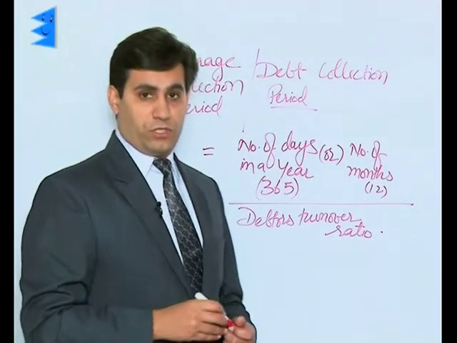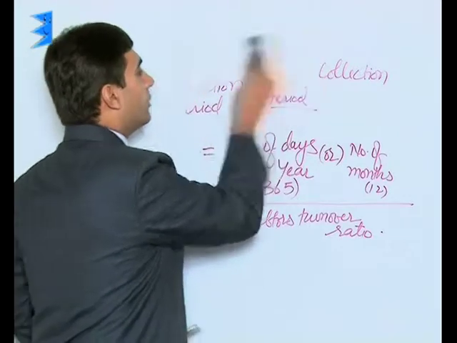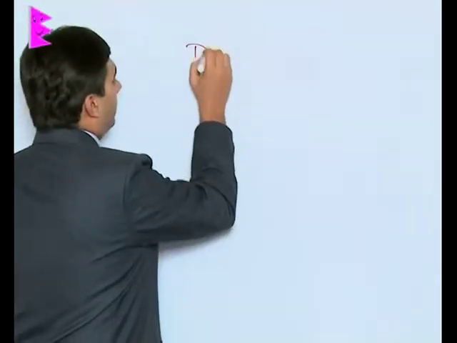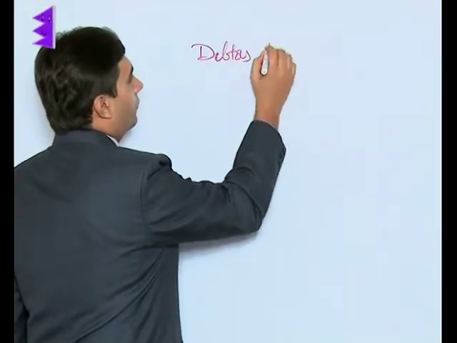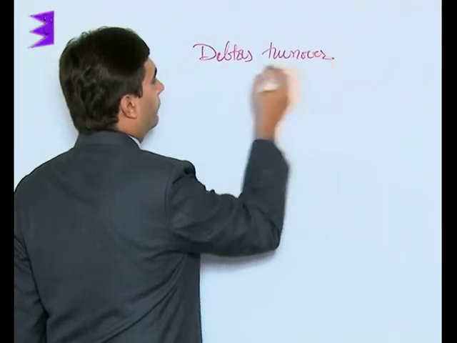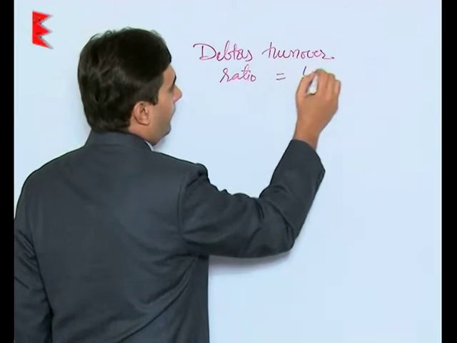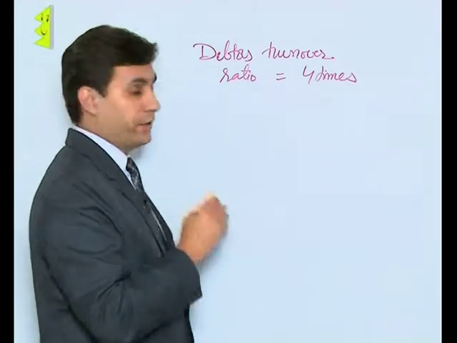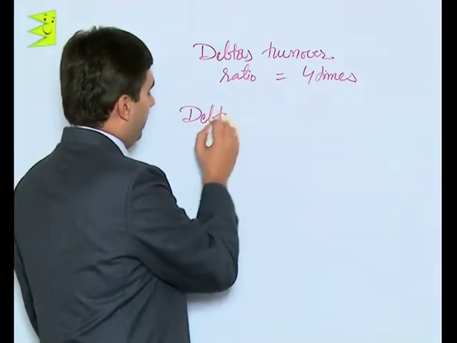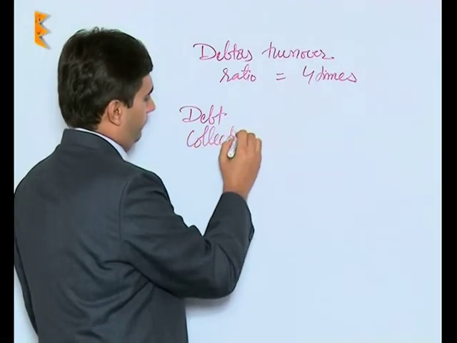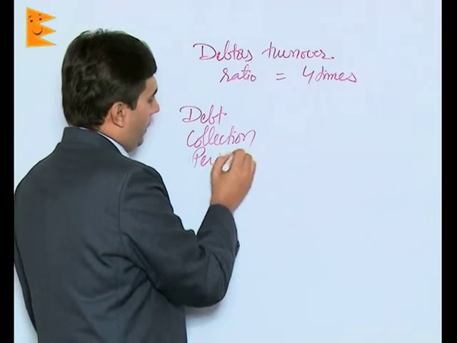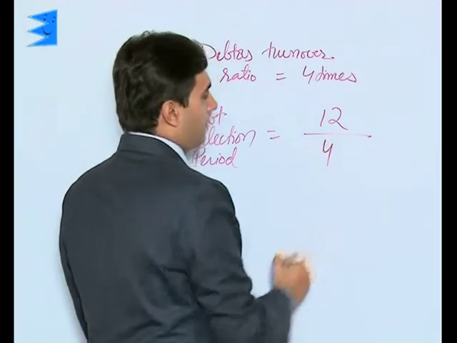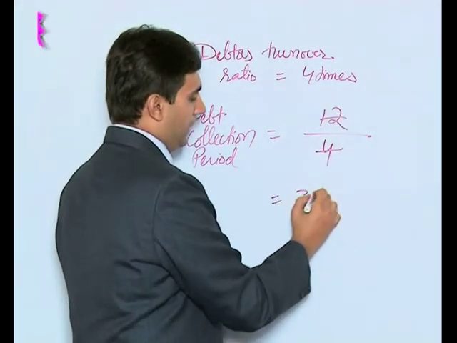Like in previous question, we had calculated debtors turnover ratio as 4 times. So if you want to calculate debt collection period, debt collection period would be 12, that is number of months, divided by debtors turnover ratio, that is 4, it would be 3 months.